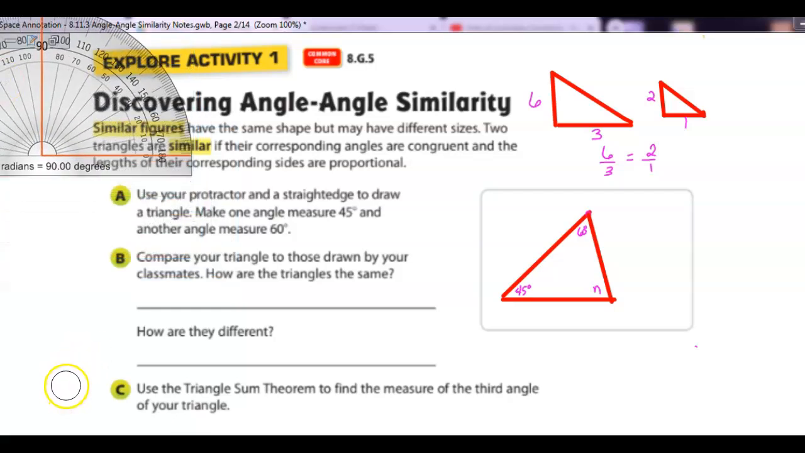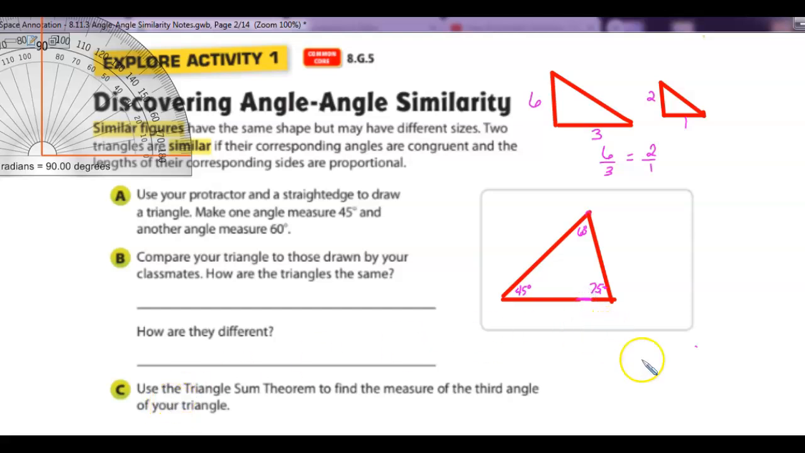All right, so compare the triangle to those drawn by your classmates. Are they the same? As long as you have a triangle that has a 45 degree angle and a 60 degree angle, N is always going to be the same. So if we were to figure out what that third angle is, if I have a 45 degree angle and a 60 degree angle and I add them together and subtract it from 180, I get 75 degrees. So I know that my unknown is 75 degrees.